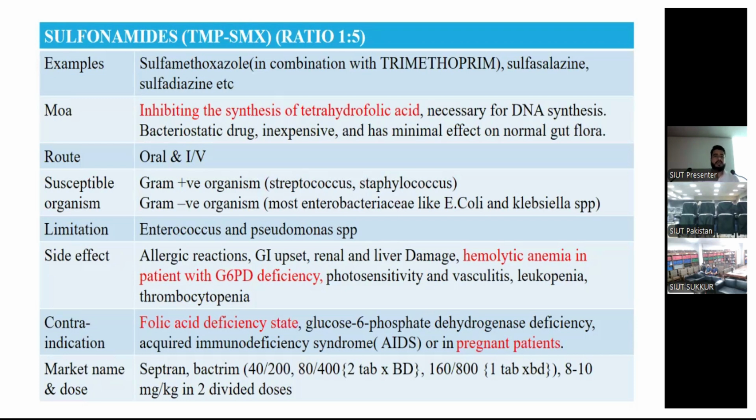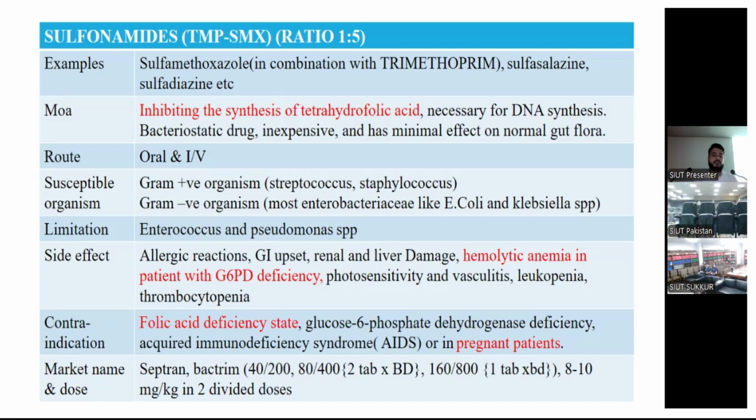Sulfonamides. Sulfonamides include trimethoprim and sulfamethoxazole. These inhibit the synthesis of tetrahydrofolic acid that is necessary for DNA synthesis. These are bacteriostatic drugs and cover both gram-positive and gram-negative bacteria. The major side effect of these antibiotics is hemolytic anemia in patients with G6PD deficiency. And these are contraindicated in folic acid deficiency states and in pregnant patients.